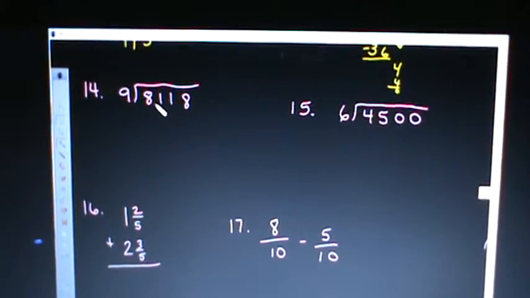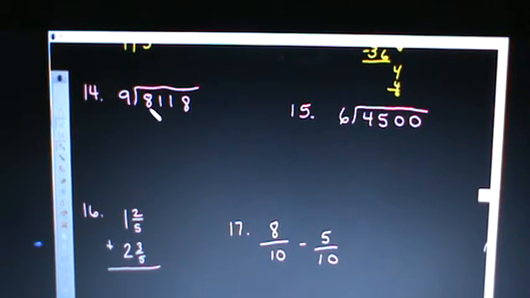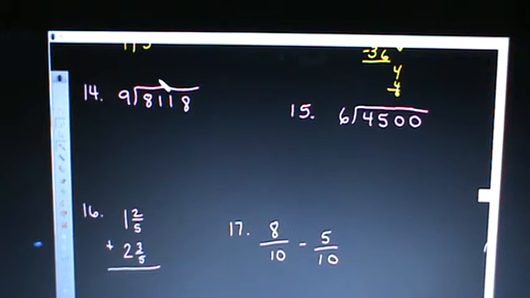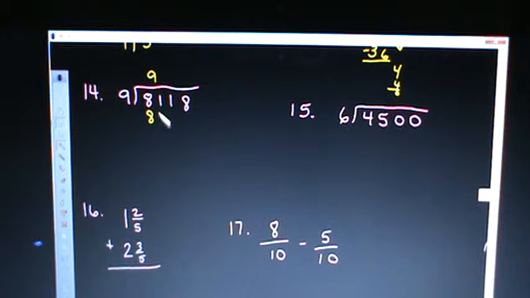14. We are dividing 9 into 8,118. 9 will not go into 8, but 9 will go into 81 9 times. 9 times 9 is 81. Bring down my 1. 9 will not go into 1. Let's bring down our 8. 9 will go into 18 2 times. 9 times 2 is 18. So the answer is 902.